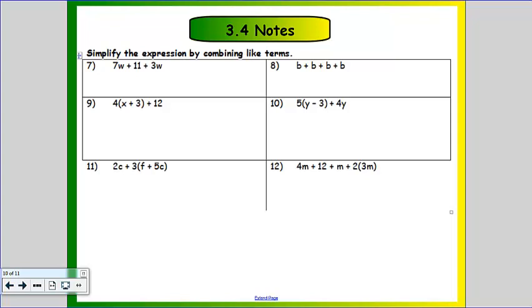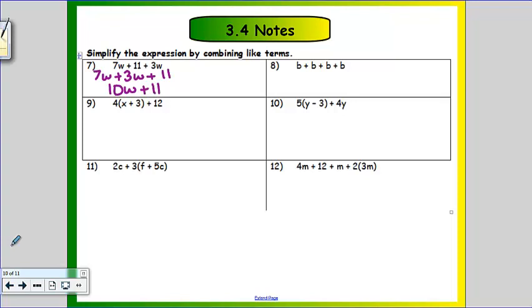So looking at number 7, we have 7w plus 11 plus 3w. So I see 2 terms with w as your variable, so I'm going to use the commutative property to write those 2 next to each other. So I have 7w plus 3w plus 11. 7w plus 3w is 10w. So then my final answer is 10w plus 11.